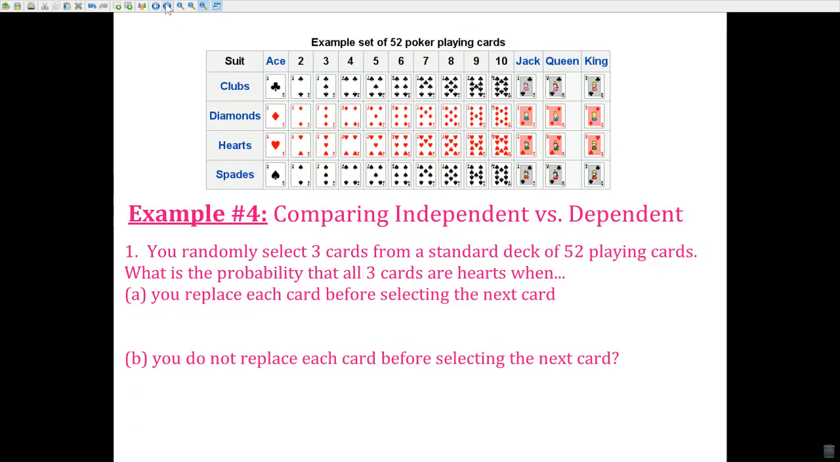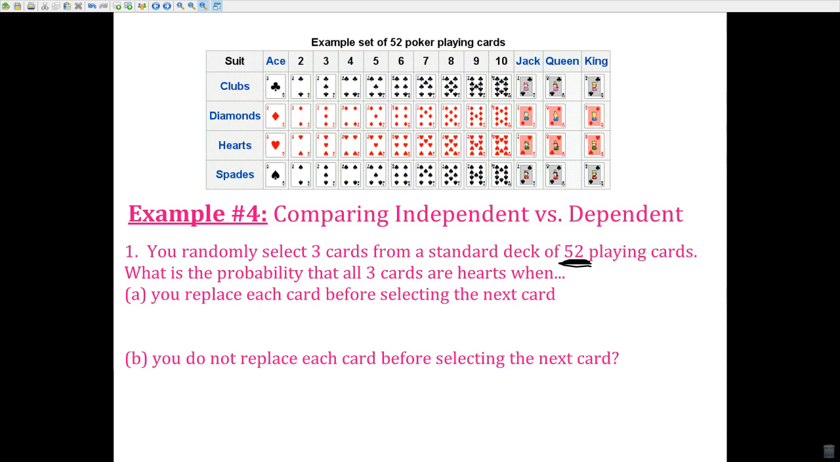Alrighty. Oh yeah, card time. Some people really like cards. This is where probability comes into play. Comparing independent versus dependent events. You randomly select 3 cards from a standard deck of 52 playing cards. So if you don't know about cards, here's a couple things. 1, you have 52 cards total that you don't include the jokers with. People don't ever play with jokers, so we don't count them. Some people do, I understand, but usually you don't.